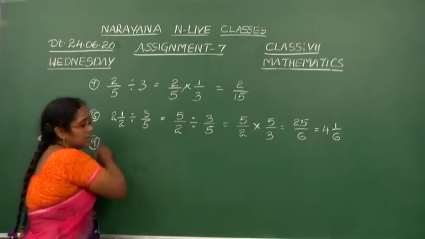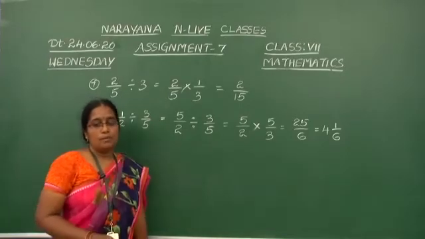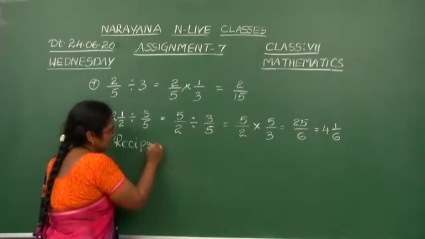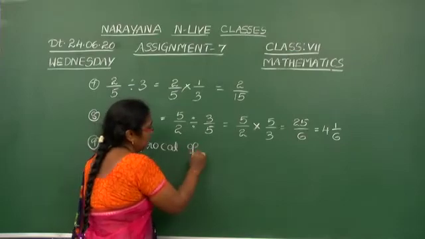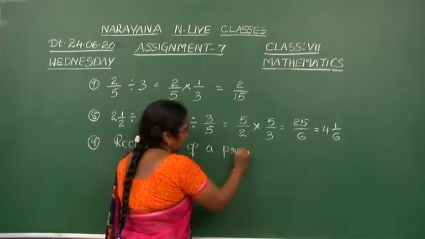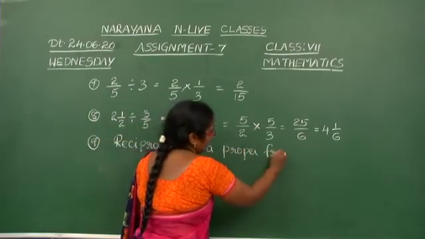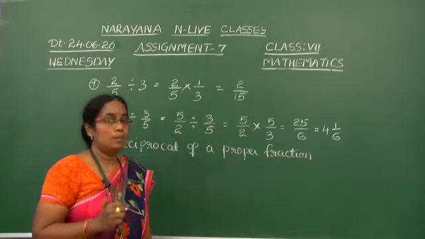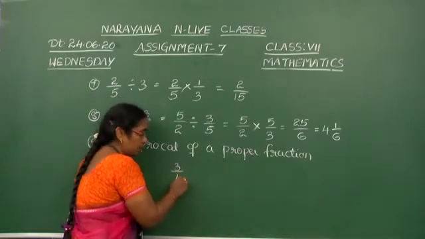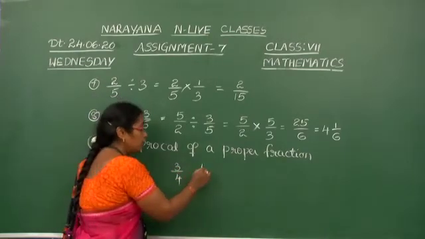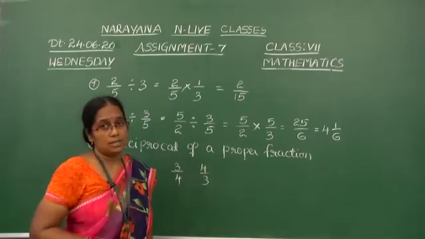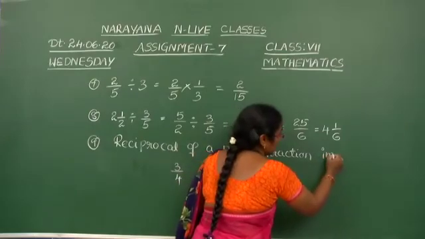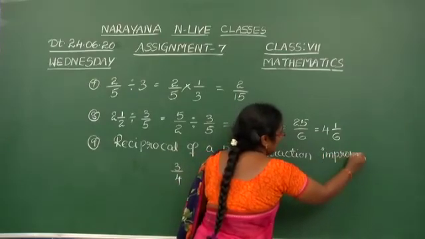Next, 9th question is: reciprocal of a proper fraction. So what kind of fraction will we get? Proper fraction means what? If the numerator is less than the denominator, it is called a proper fraction. So 3 by 4 is a proper fraction. Its reciprocal is 4 by 3, which is an improper fraction. So the reciprocal of a proper fraction is an improper fraction. What is the answer? Improper fraction. Okay.